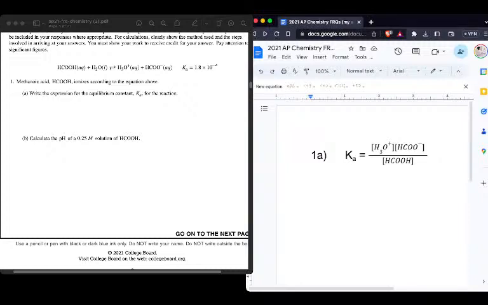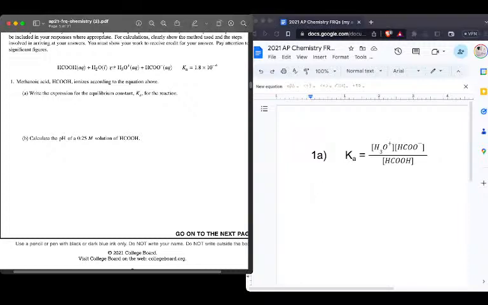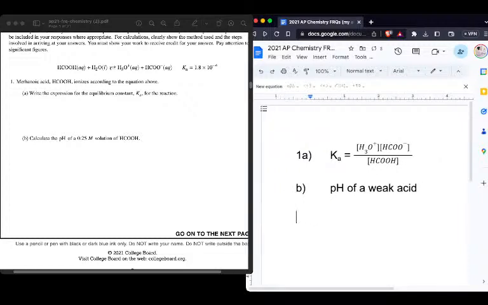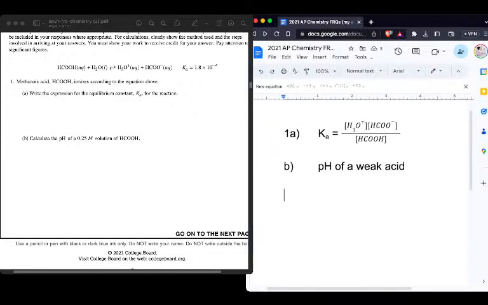Now we need to calculate the pH of a 0.25 mole per liter solution. Okay, so how do you get the pH of a weak acid? Well, the answer is you can either use a shortcut if you've done this a lot before, but what they're probably going to want to see is an ice table. When I say they want to see it, I mean your teacher might want to see it.